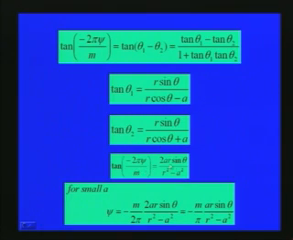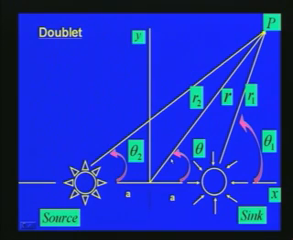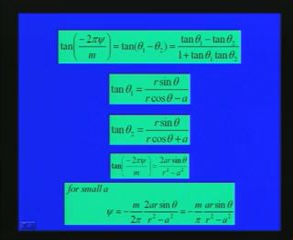Then tan of minus 2 pi psi by m, with respect to tan theta 1 and tan theta 2 defined here, is equal to 2 a r sin theta divided by (r square minus a square). The definition of the doublet is when this a tends to 0. So for small a, we can write psi is equal to minus m divided by 2 pi times 2 a r sin theta divided by (r square minus a square). So this is equal to minus m by pi times a r sin theta divided by (r square minus a square).